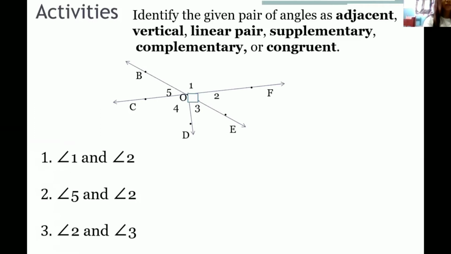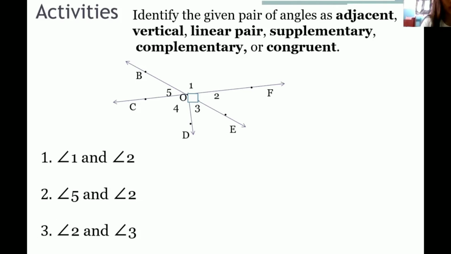So now we have our activities. Identify the given pair of angles as adjacent, vertical, linear pair, supplementary, complementary, or congruent angles.